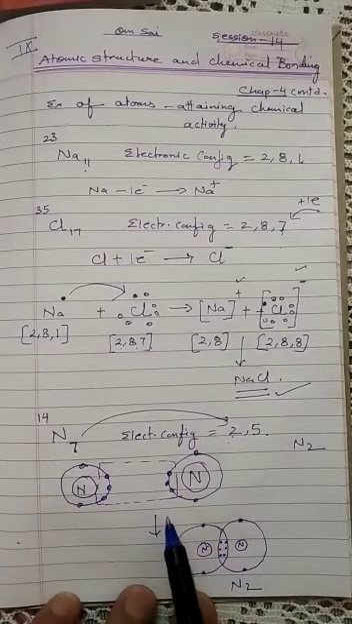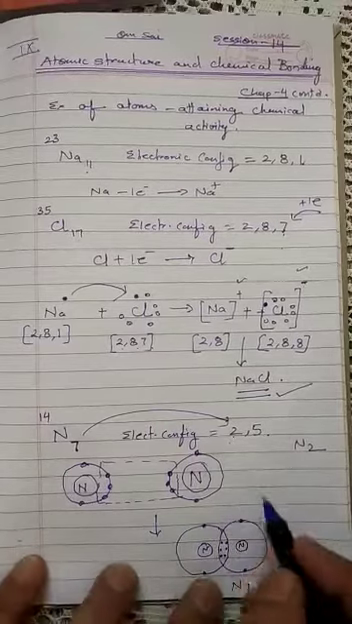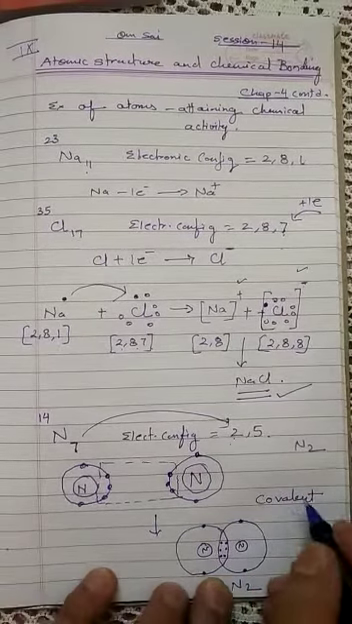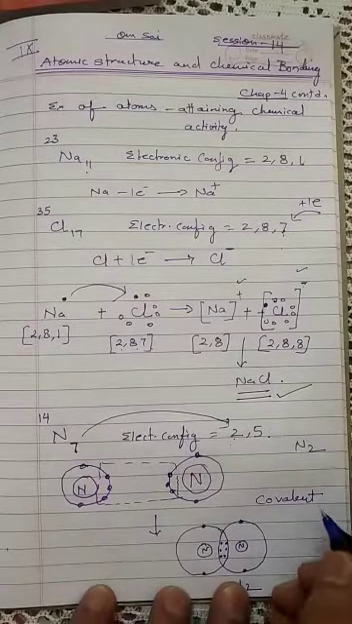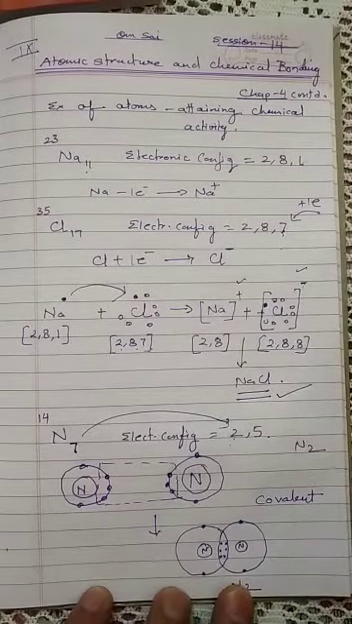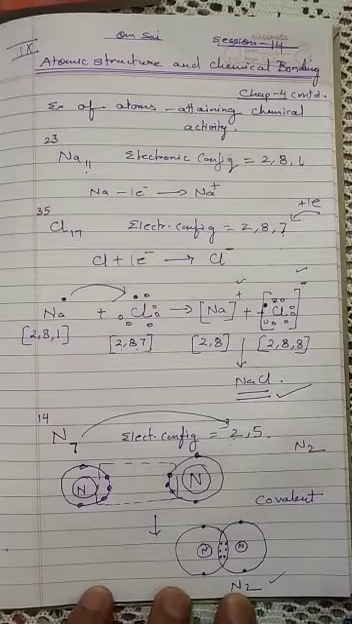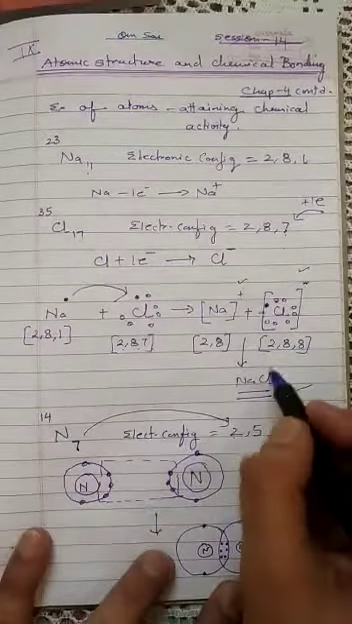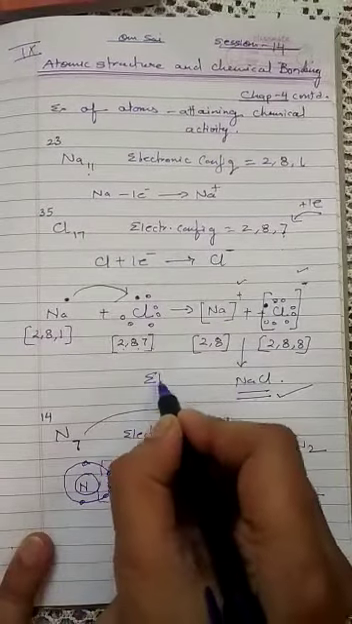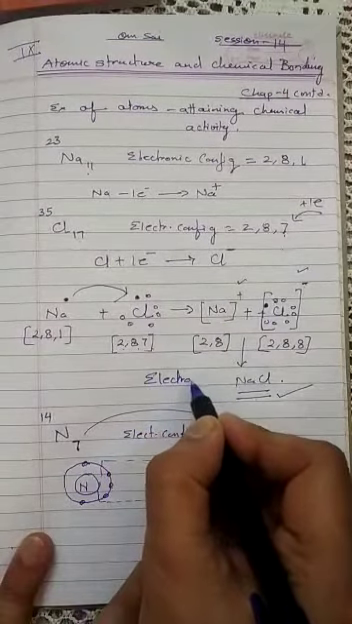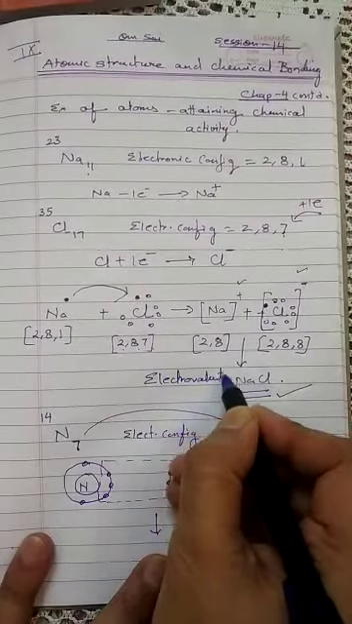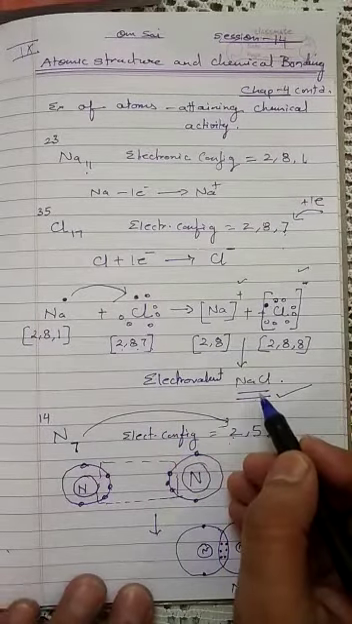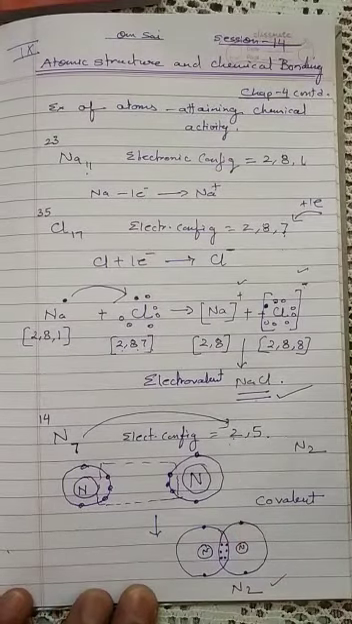This type of bond formed by the sharing of electrons is called covalent bonding, and this molecule is called a covalent compound. This is called electrovalent. NaCl is an electrovalent compound. An electrovalent bond exists in NaCl between Na and Cl, and the compound is called an electrovalent compound.